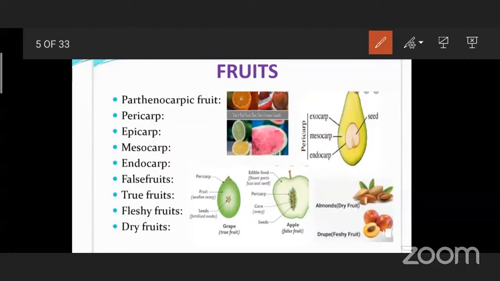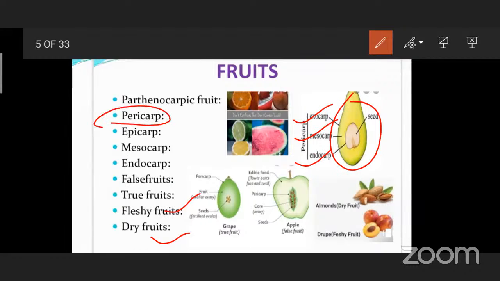And next, fleshy fruits and dry fruits. Fleshy fruits will have pericarp divisible into epicarp, mesocarp and endocarp. But dry fruits have indivisible pericarp. Pericarp in nature is one of the characters used to identify the fleshy fruits.